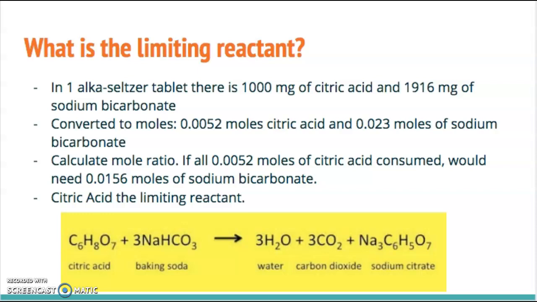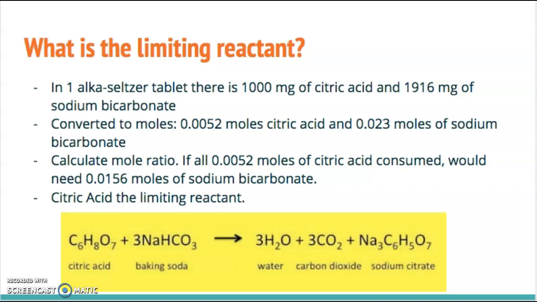Then I took those moles and calculated a mole ratio. If we look down here at the equation, for every 1 mole of citric acid, we need 3 moles of the sodium bicarbonate. So I basically took the number of moles of citric acid times the ratio of 3 to 1, and that would give me 0.0156 moles of sodium bicarbonate.